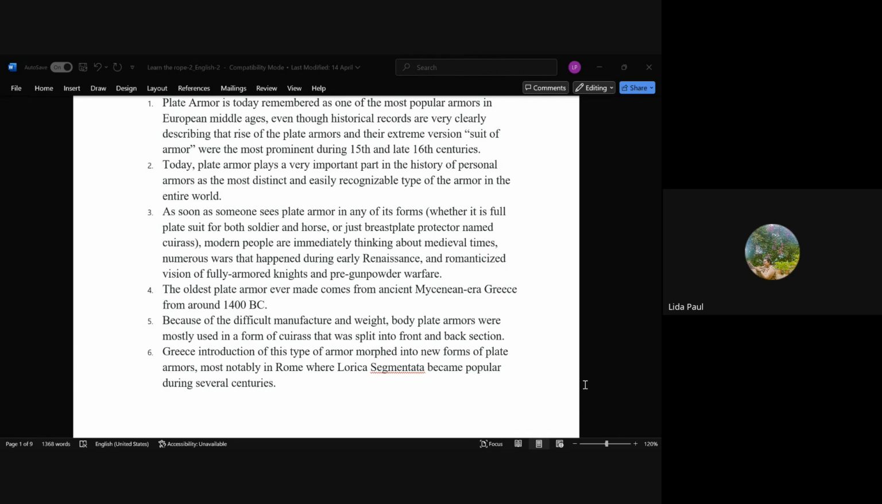Ma'am, immediately. Correct. Immediately, yes. Fully armored. And as soon as, ma'am. As soon as, correct. Is that an adverb here, or is it a comparative adjective here? It's a question.